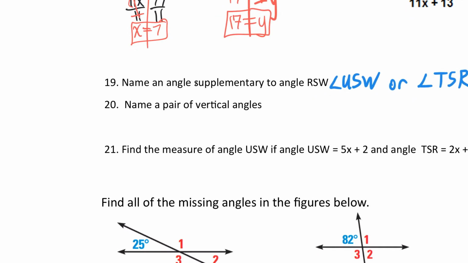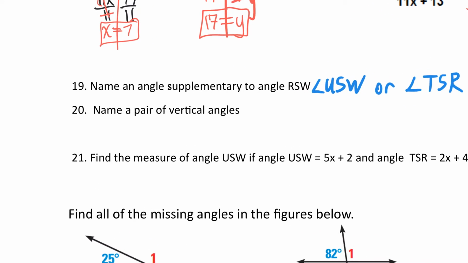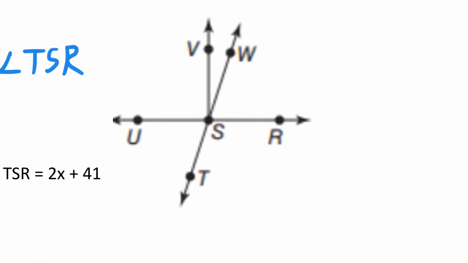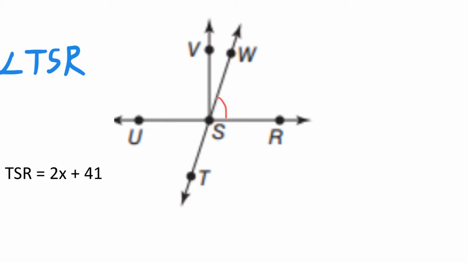Alrighty. Okay, number 20. Name a pair of vertical angles. USV and RSW. Okay, hang on one second. Say again. USV. Okay, USV is not going to have anything vertical to it up there, because it's got to be congruent. RSW and UST. Okay, say again. RSW and UST. Yep, those two would be vertical. So that'd be one pair.